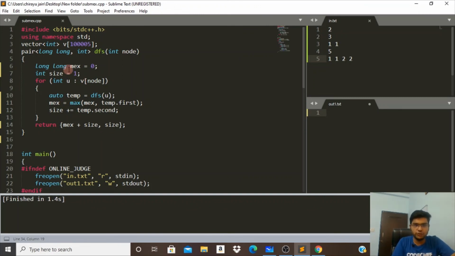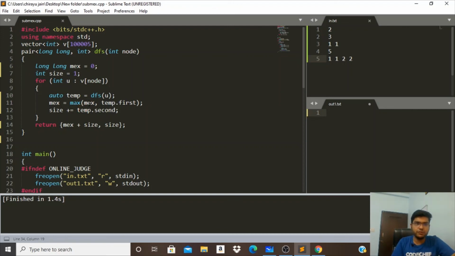So first of all, we'll call the DFS for the nodes, right? So int u determines the value which we are encountering for the particular node. We'll again recursively call the DFS until we encounter a particular node which does not have a child node, that means the leaf node, right? So once we encounter a leaf node, we are calculating the max. So what will be the max?